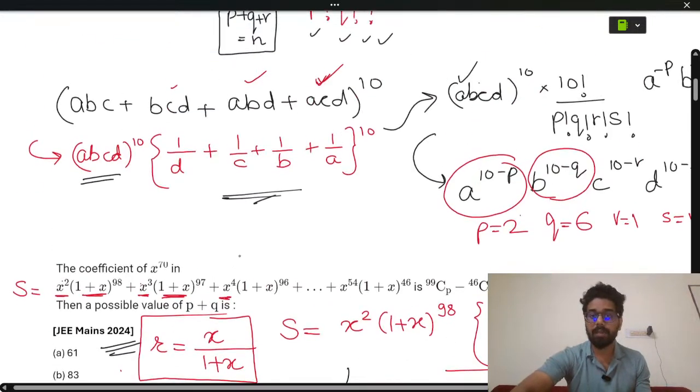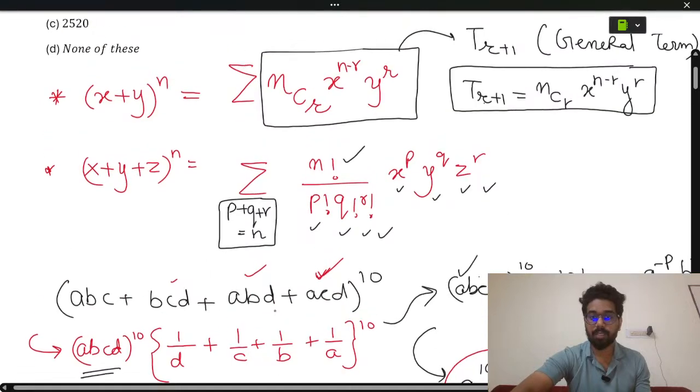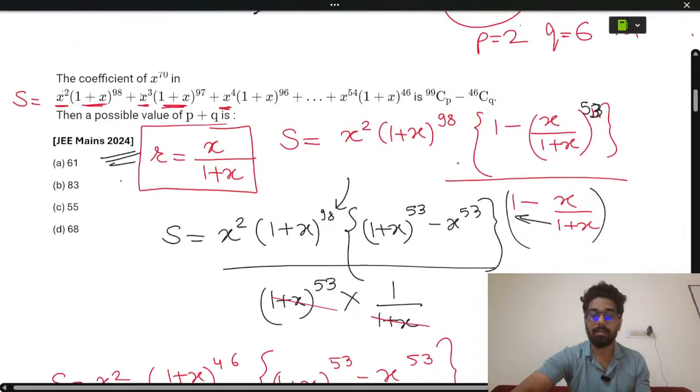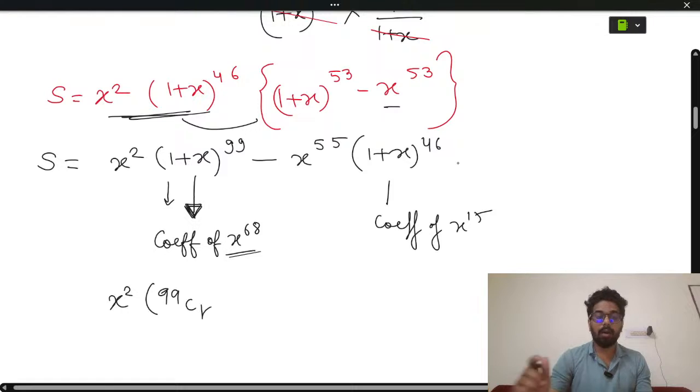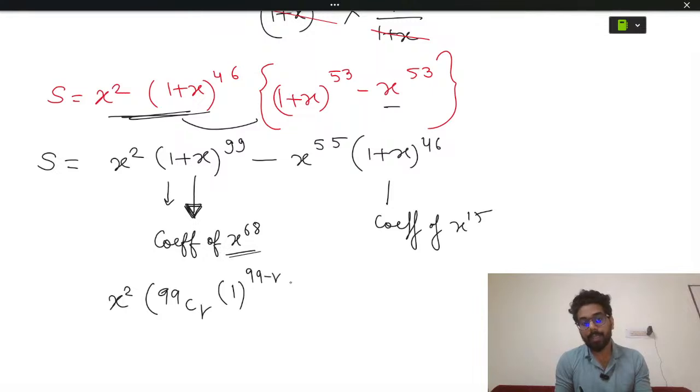Right side, the general term: nCr x power n minus r, y power r. Okay. Now, first term to the power 99 minus r and x to the power r. Now here guys, you have to figure out that if I want the coefficient of x power 68, what should r be? Okay, that you have to figure out.